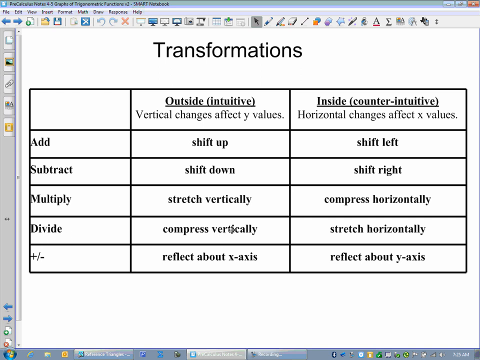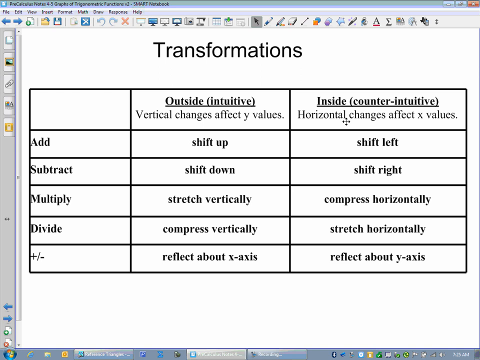You compress it vertically. And changing the sign, or multiplying by -1, is going to be a reflection, and that reflection will be about the x-axis if you're doing it outside, because it is a vertical. Reflection about the x-axis is a vertical reflection. So any changes made to the equation outside of the parent function will affect the graph vertically.